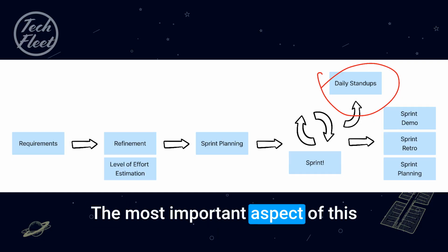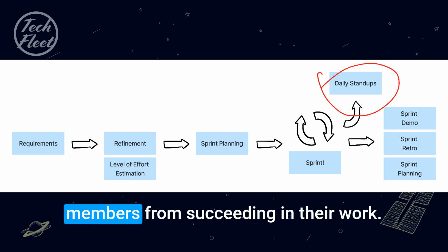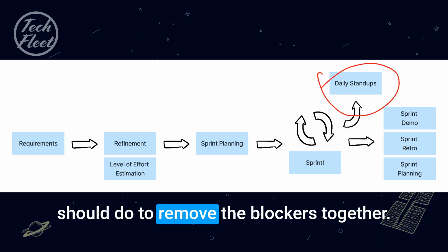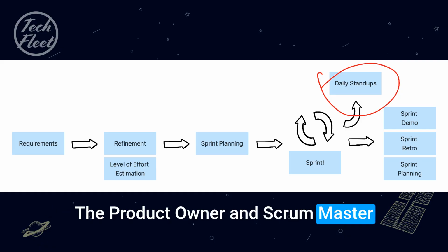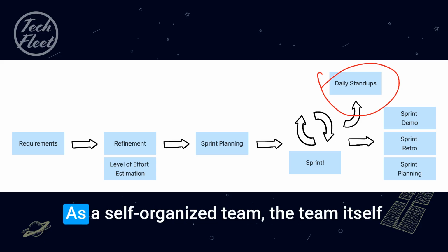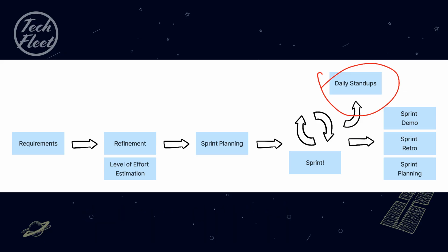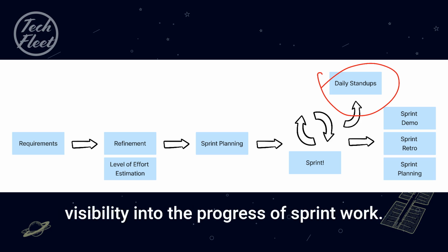The most important aspect of this meeting is identifying blockers for the team, things that prevent team members from succeeding in their work. Together, the team should discuss what they should do to remove the blockers together. The entire team is accountable to run stand-up. The product owner and Scrum Master should not be attending these meetings. As a self-organized team, the team itself should run and hold these meetings. This happens every day in the sprint with a live or asynchronous 15-minute meeting. At the end of stand-ups, the team should have visibility into the progress of sprint work.